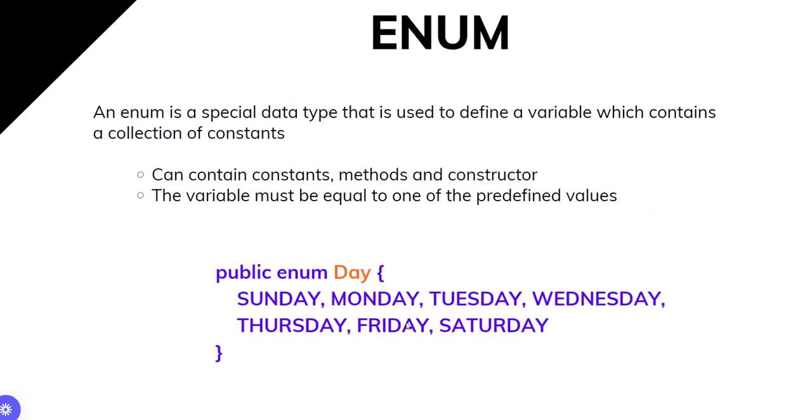An enum is a special data type that is used to define a variable which contains a collection of constants. So it can contain constants, even methods, and constructors. In our example, we have a day enum, and it contains all the days of the week as constants.